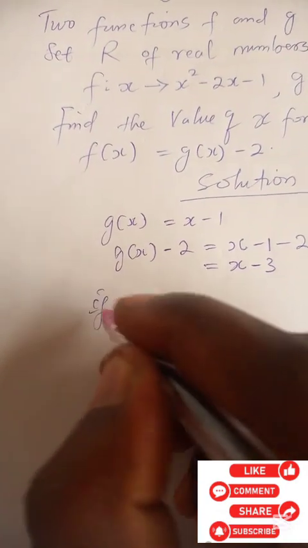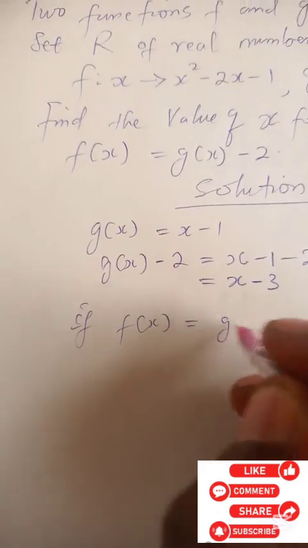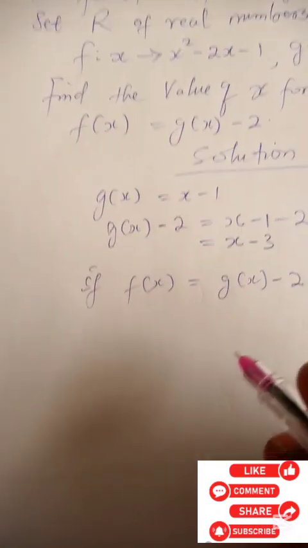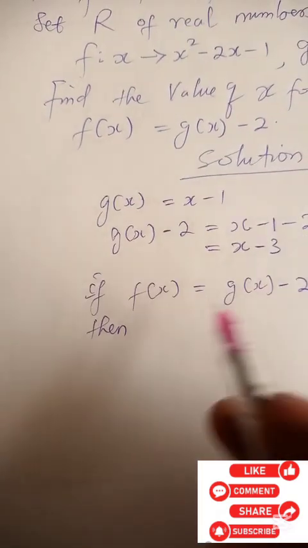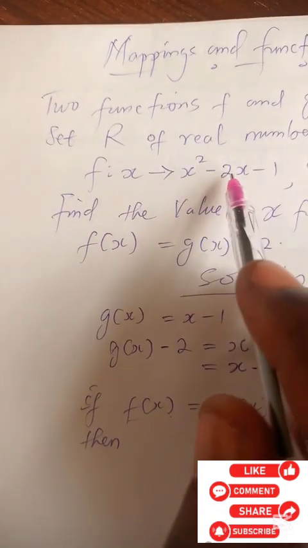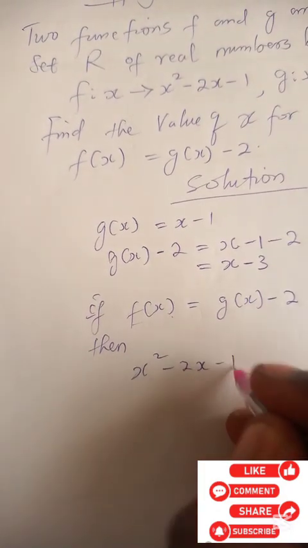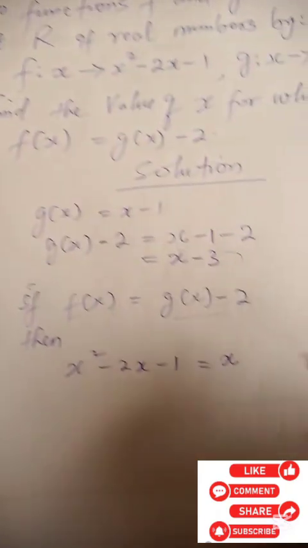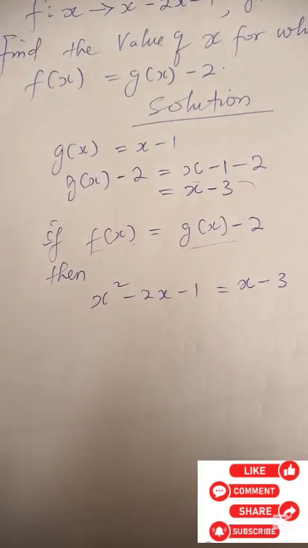Now, if our f of x is equal to g of x minus 2 as it is given here, then it means that f of x, which is given in the original question as x squared minus 2x minus 1, will be equal to g of x minus 2, which gives us this value x minus 3. So let's rearrange these values, collect like terms and see.